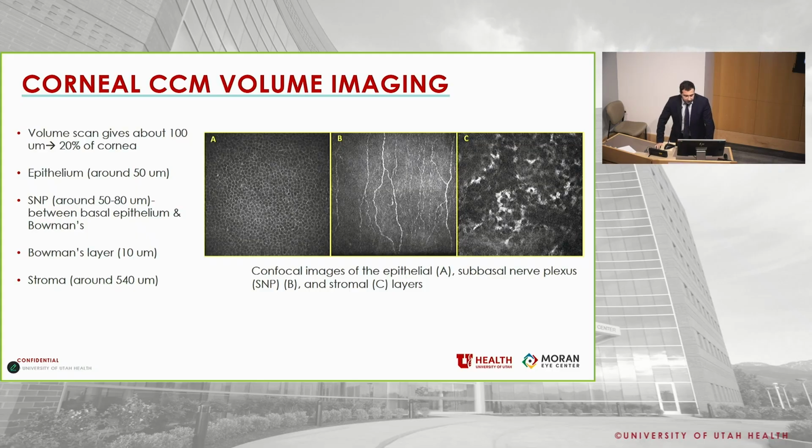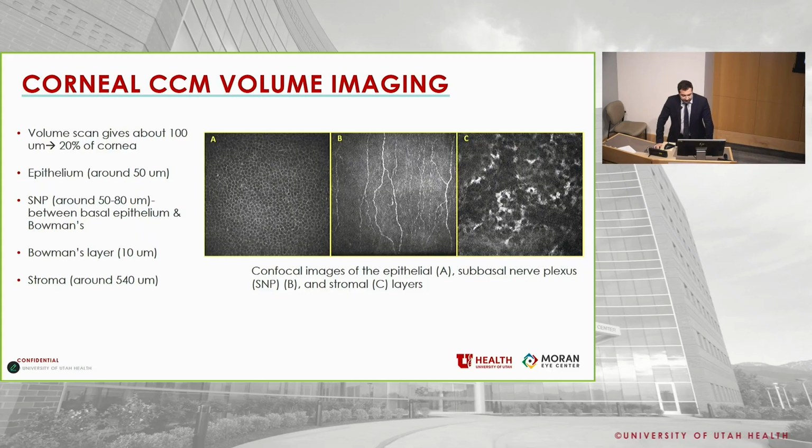Confocal microscopy is a direct contact machine. We have two different ways of imaging, either looking at sequence images, which are focused on one plane, or volume imaging that goes through about 100 microns, which is 20% of the cornea, which means that if we start at the top, we basically get about 20% of the cornea through volume scans. The subbasal nerve plexus is between the basal epithelium and Bowman's layer, about 50 to 80 microns. That's the relevant one to this discussion.